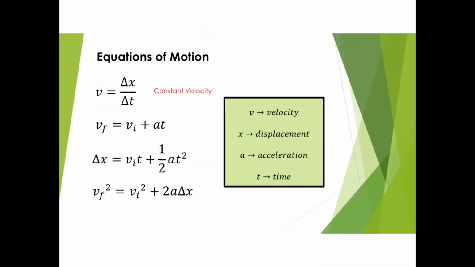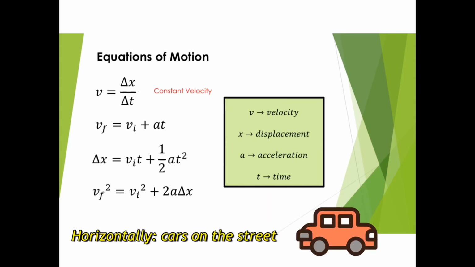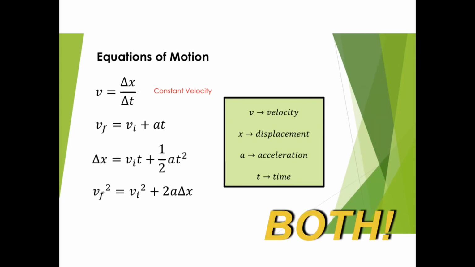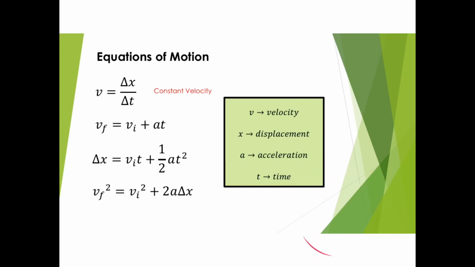So you already have learned about the kinematic equations, or the equations of motion, that would allow you to describe the motion of an object that is moving horizontally like that of cars on the street, or an object moving vertically like that of falling objects. But what about when an object is moving both vertically and horizontally? Such kind of object could be considered as a projectile.